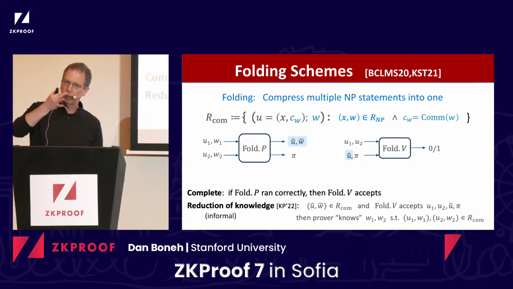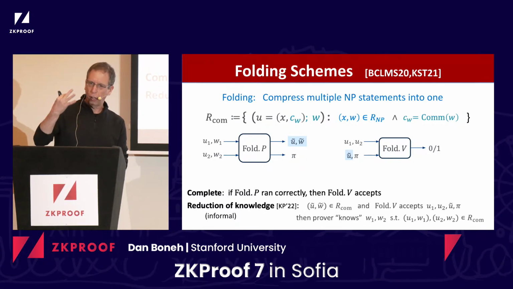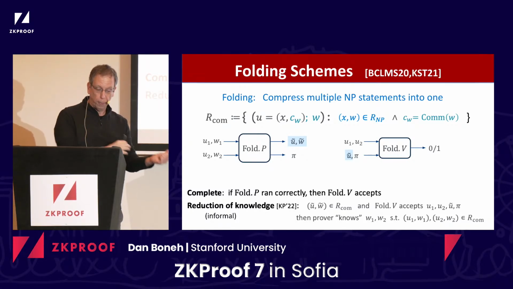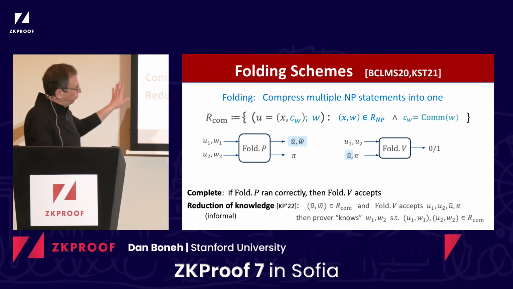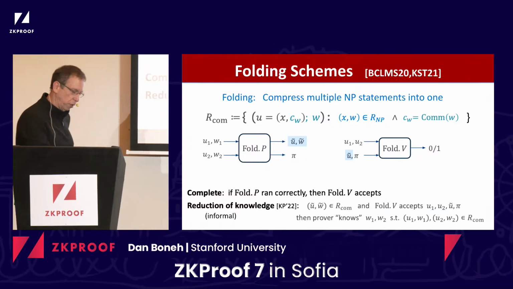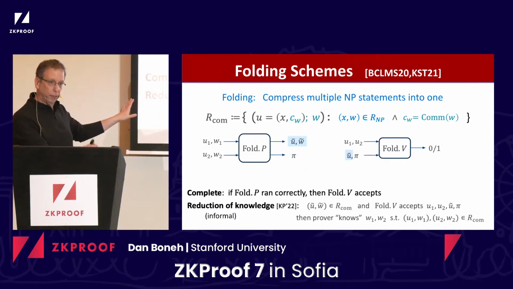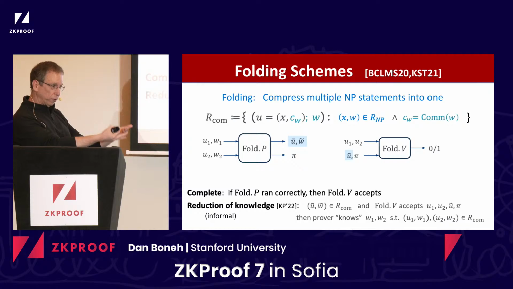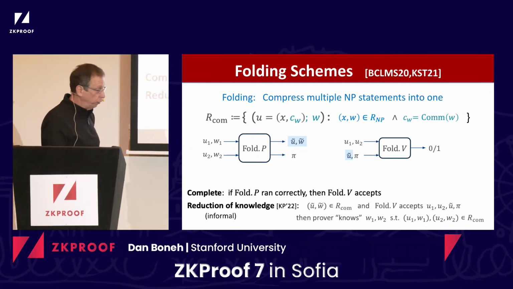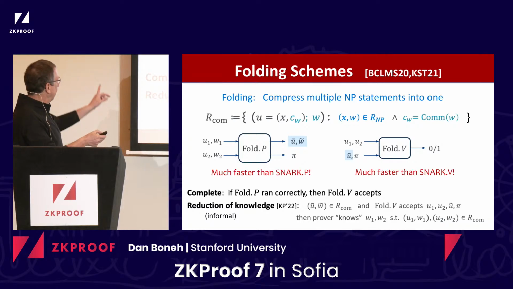By the way, reductions of knowledge is a generalization of knowledge soundness, and knowledge soundness is a reduction of knowledge to the true statement. More generally, you don't have to reduce to the true statement. You can reduce to more complicated statements. So we understand folding in terms of reductions of knowledge. That's the formal property. I hope everybody is okay with this: if you know a witness for the folded statement, you must know witnesses for the original statements. That's what folding does.